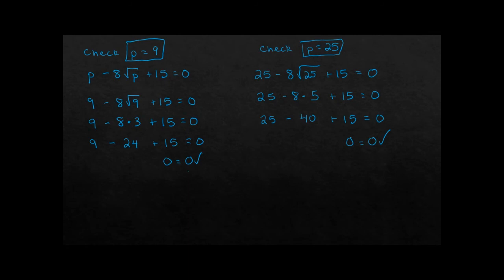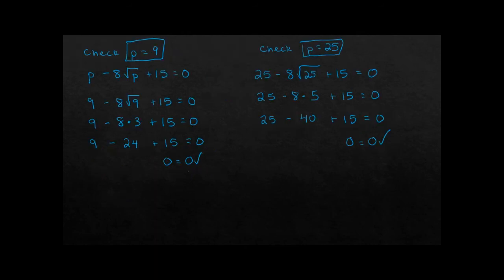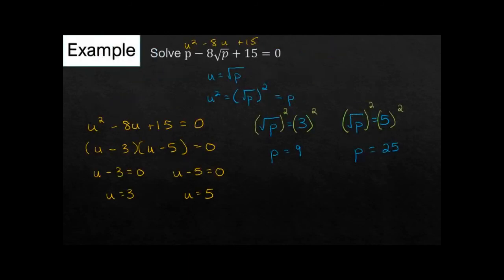So in general, if there's only one thing under the square root, there's one solution, but there can be more, and this is why we have to check, because sometimes there's extras, sometimes they're not. And so we did check, and we found that both of these work, so we do indeed have two solutions to this equation. Are there any questions on this example?